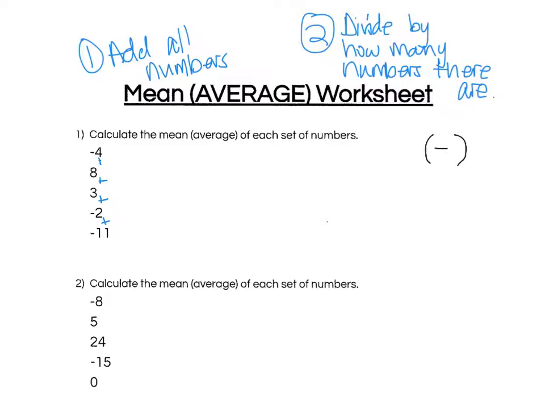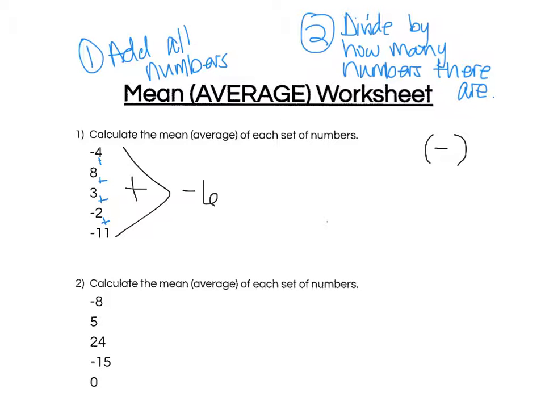So we're going to put a little negative sign, and in my calculator, I'm going to put these all in together. So I'm going to say -4 plus 8 plus 3 plus -2 plus -11. And I always hit enter before I divide just to be safe. So when I hit enter after I added all these up, my pen turned off. I get -6. Okay? So that is step 1.